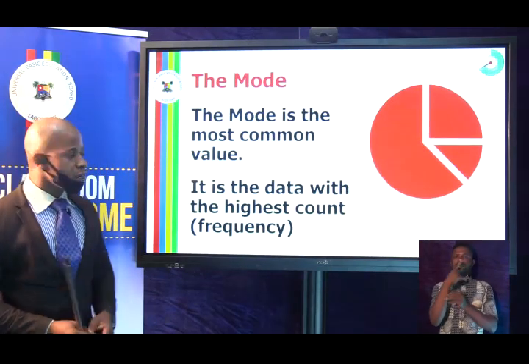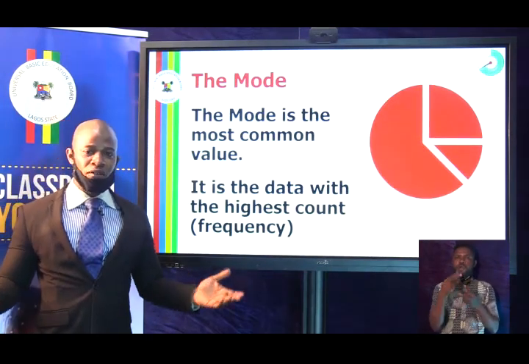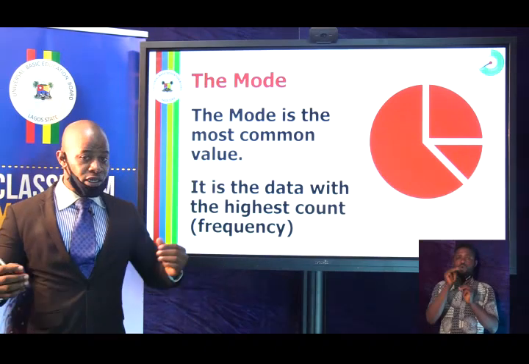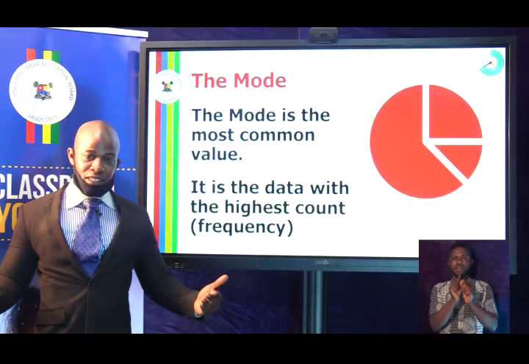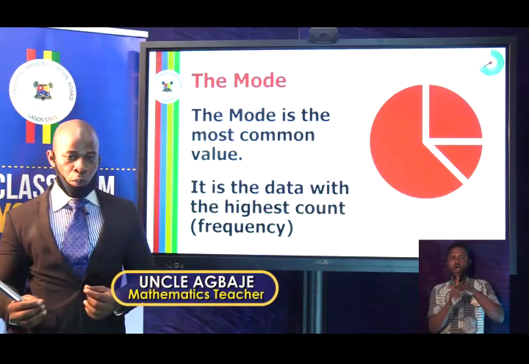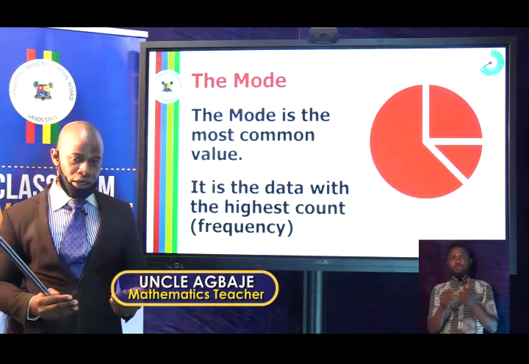The mode is the most common value. When you have a data set, some data will occur more than once. Some will occur twice.